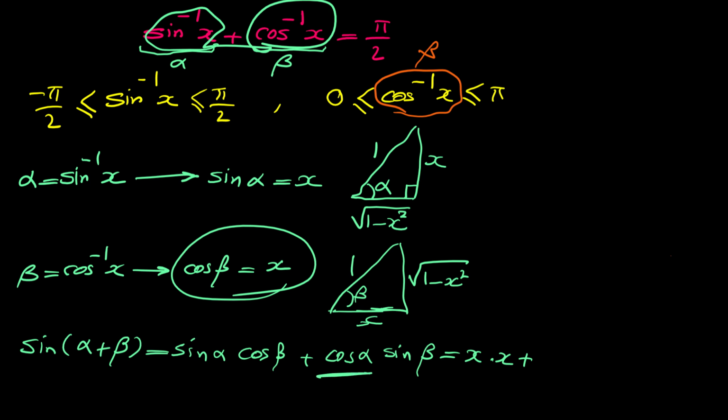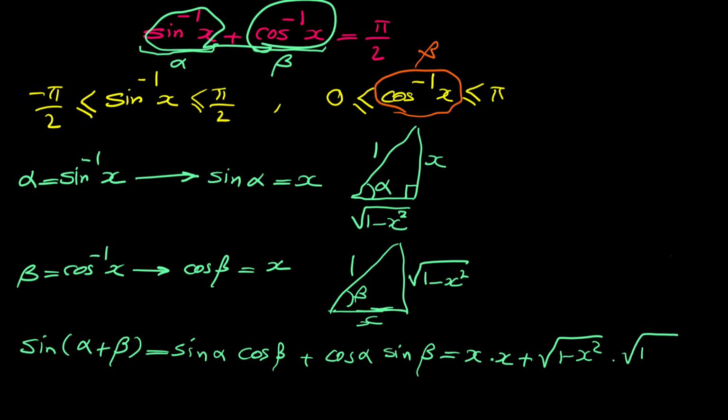Now, what is cosine of alpha? Cosine of angle alpha is adjacent over hypotenuse. Adjacent is radical 1 minus x to the 2, and hypotenuse is 1, so cosine of alpha is radical 1 minus x to the 2. For sine of beta, sine is opposite over hypotenuse. Opposite is radical 1 minus x to the 2 again. Now let's simplify this. Attention, this is x to the 2. What is radical 1 minus x to the 2 times radical 1 minus x to the 2? It is 1 minus x to the 2.